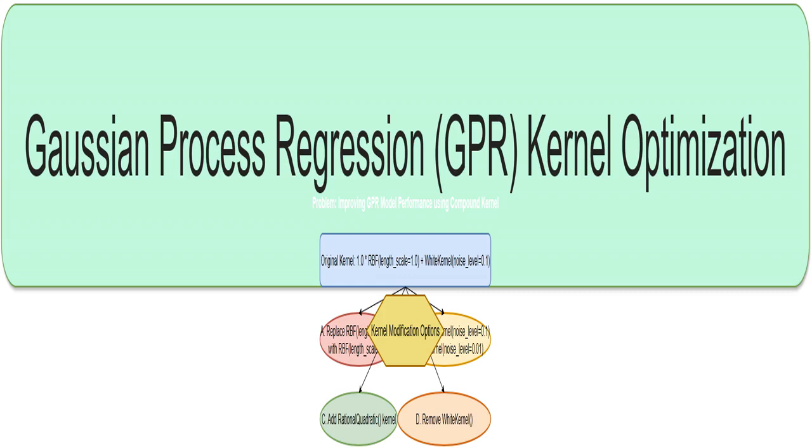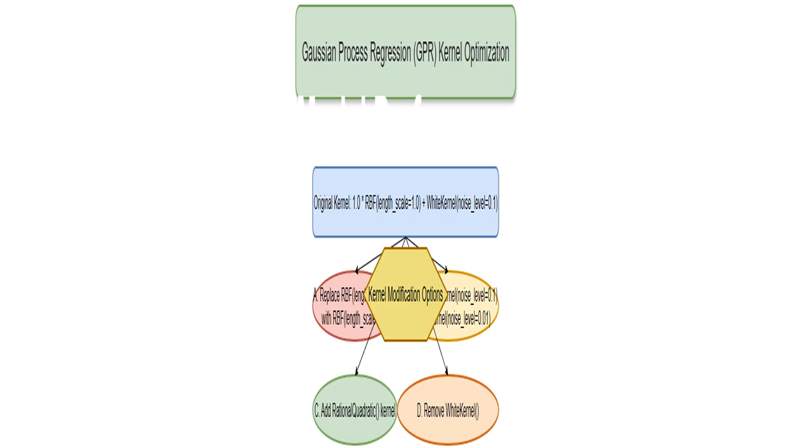I'm using Gaussian process regression, a powerful machine learning technique, to model data. A key part of GPR is the kernel, which determines how similar data points are. I'm optimizing the kernel to improve the model's accuracy. I'm trying to build a better GPR model. My current model uses a combination of kernels, CompoundKernel, but it's not performing as well as I want. I'm figuring out how to change the kernel to get a better fit.